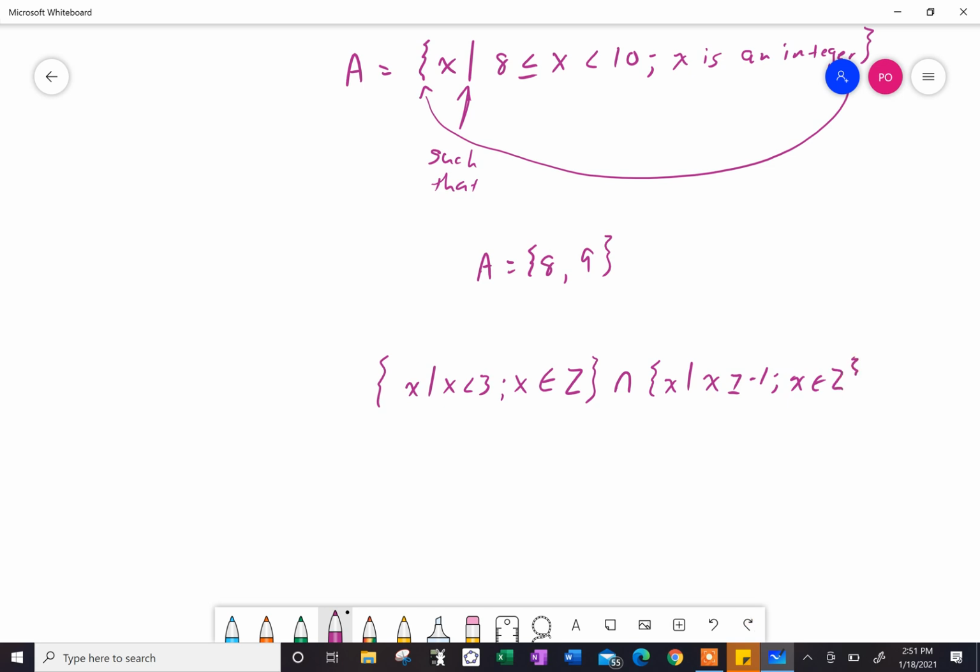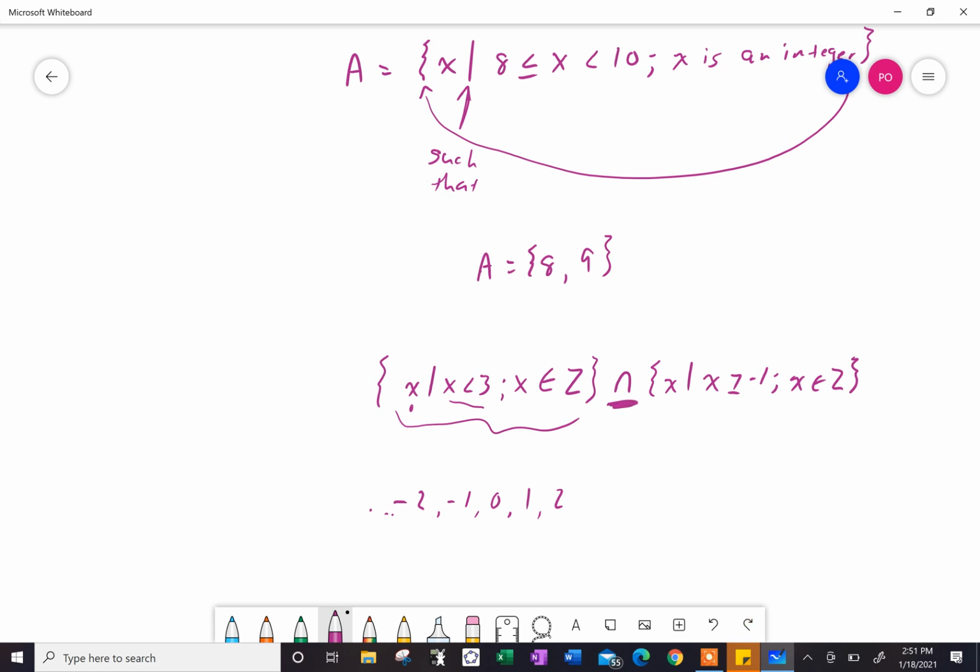So let's see what this actually means. We're going to take a look at this one at a time. So this one says the set of all values of x such that x is less than 3 and x is an element of the integers. So that's going to be dot, dot, dot, -2, -1, 0, 1, and 2. It doesn't include 3 because it's just less than 3.